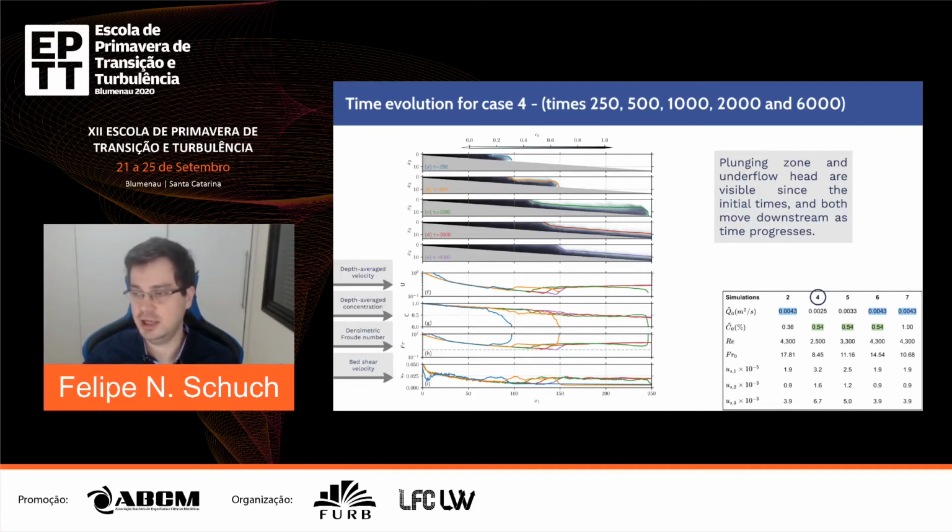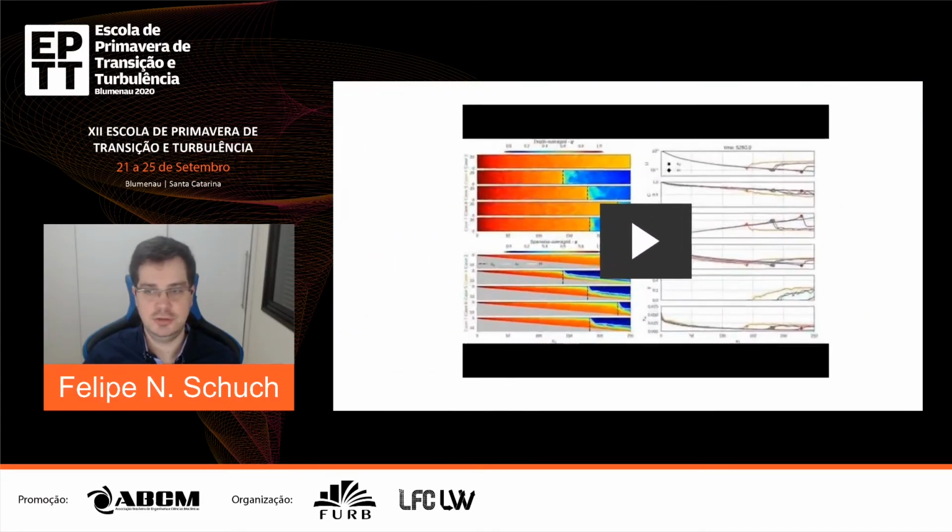In fact, the highest value is right at the inlet where the velocity is maximum, then it decays together with the velocity, and at the plunge zone the flow accelerates and increases the bed shear velocity as well, and it's near constant here at the submerged dense current. There's an animation including the 5 cases.